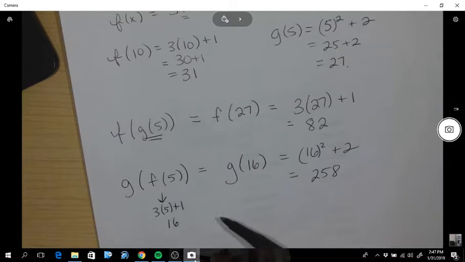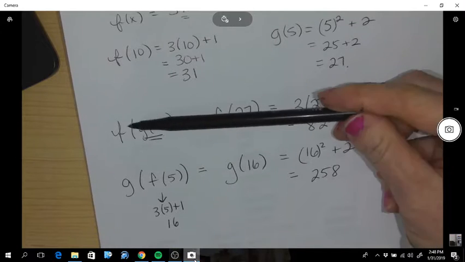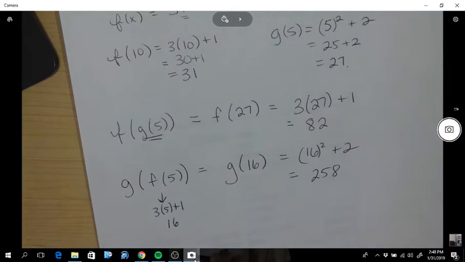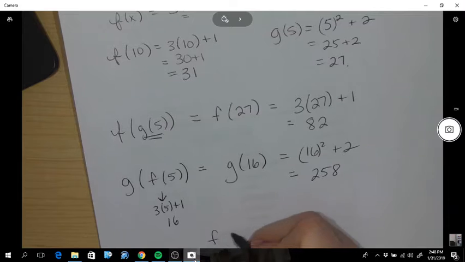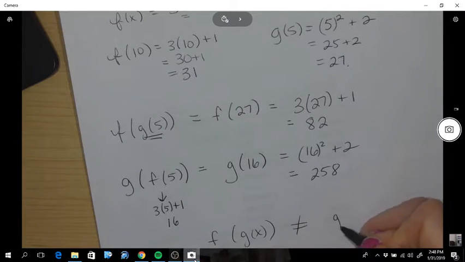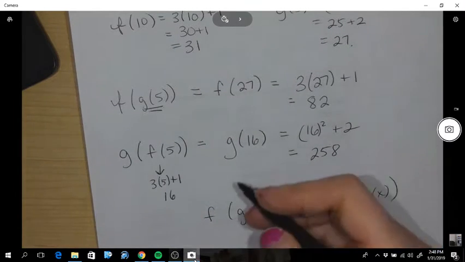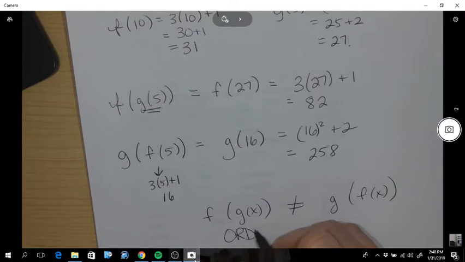Okay, so you can see here that order is important. You always go from the inside out. So in other words, f of g of x does not necessarily equal g of f of x. Okay? Order is important.